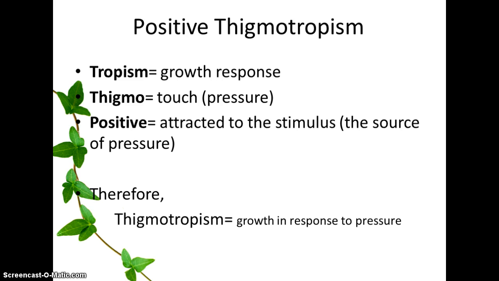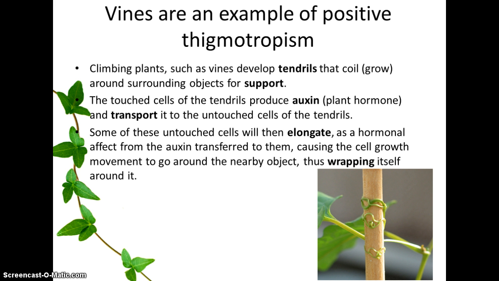Positive thigmotropism. Tropism is the biological term meaning directional growth response, and thigmo is a prefix that comes from the Greek word for touch. If something is said to be positive, it is attracted to the stimulus, in this case the source of pressure. Therefore, thigmotropism is growth in response to pressure. Vines are an example of positive thigmotropism.